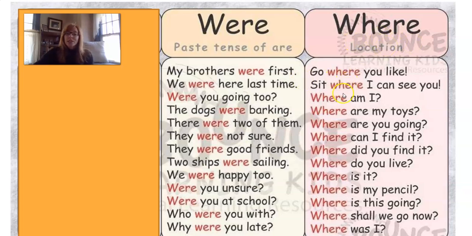Go where you like. Sit where I can see you. Where am I? Where are my toys? Where are you going? Where can I find it? Where did you find it? Where do you live? Where is it? Where's my pencil? Where is this going? Where shall we go? And where was I? All right, hopefully you get the wheres.